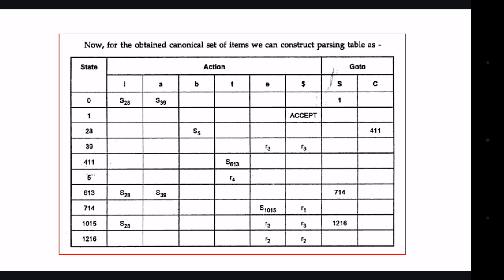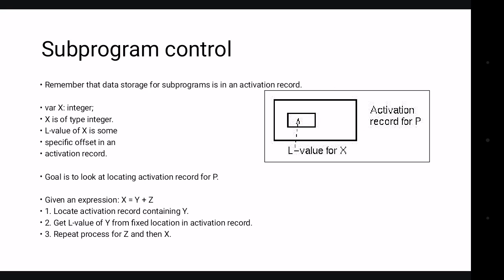Next we are going for the activation record. The important thing to remember is that data storage for subprograms is an activation record. Here we can see the diagram of the activation record for P, which contains the L-value of X, and here we can see an expression x equals y plus z, which tells about locating the activation record containing y, and getting the L-value of y from a fixed location in the activation record. We can also repeat the process for z and then x.